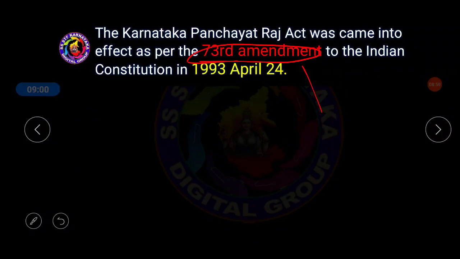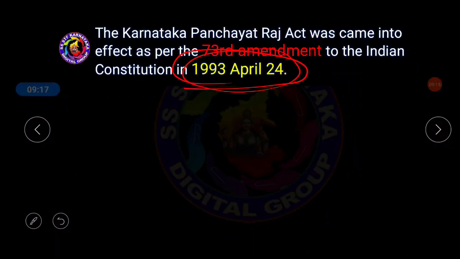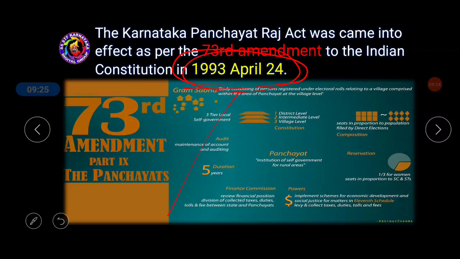Because of that reason, when the state of Karnataka also tried to implement the act passed by the Parliament of India in 1993, we can say that the Karnataka Panchayat Raj came into existence on April 24, 1993. Remember, this is very important. In various exams, I heard that this question was asked: what is the date on which the Panchayat Raj Act came into effect? This is quite crucial.